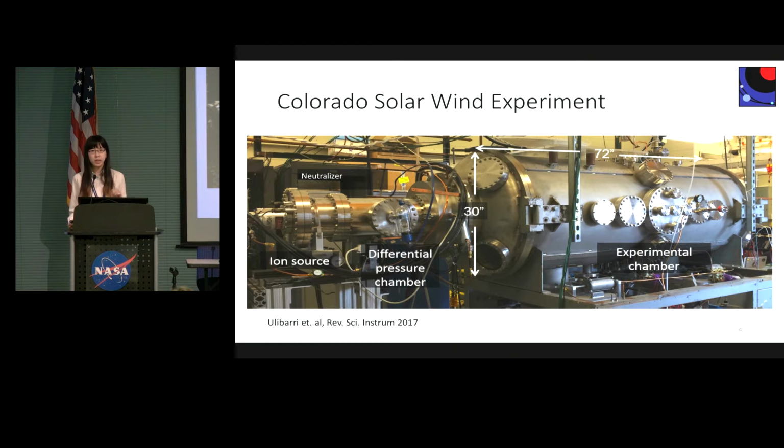We decided to study this phenomenon in the lab. And we used a device called the Colorado Solar Wind Experiment, which is a vacuum chamber that has an ion source here on the left that creates a plasma and then accelerates it into the main experimental chamber here, where we have what we call simulated solar wind. And then we put our experimental setup in this chamber to interact with the simulated solar wind.